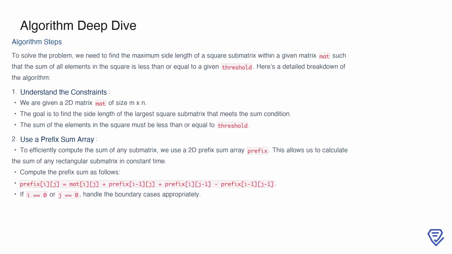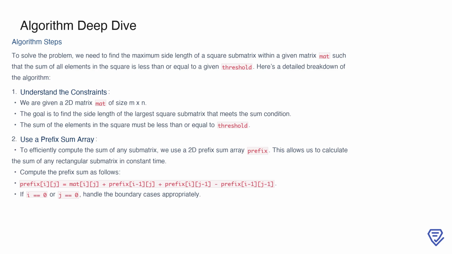To solve this problem, we aim to find the largest square submatrix in a given matrix, such that the sum of all elements within the square does not exceed a specified threshold. First, we need to understand the constraints. We are working with a 2D matrix of size m by n, and our goal is to determine the maximum side length of a square that meets the sum condition. To achieve this efficiently, we use a 2D prefix sum array. The prefix sum array helps us compute the sum of any submatrix in constant time.